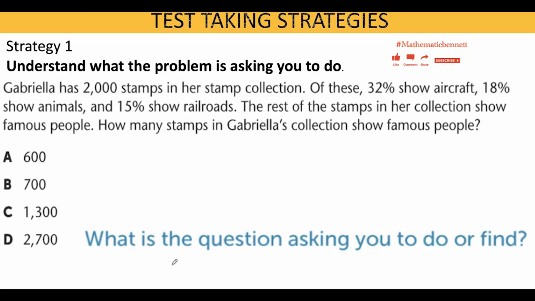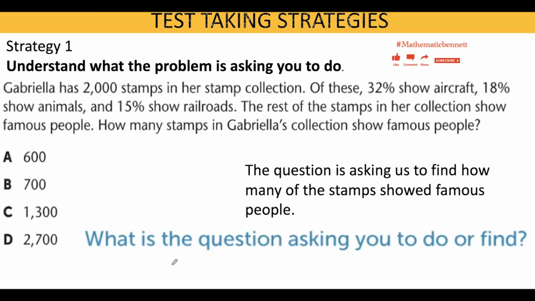So what is the question asking us to do? The question is asking us to find how many of the stamps showed famous people. How would we go about doing this? So we see that 32% show aircraft, 18% showed animals, and 15% showed railroad. Alright, and they said the rest. So we can use a variable if you want. The rest showed famous people.